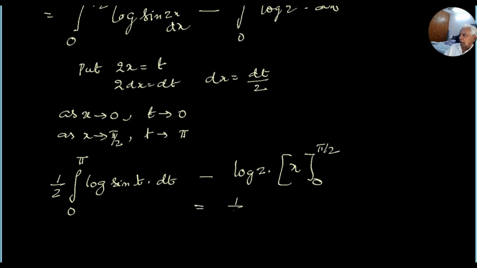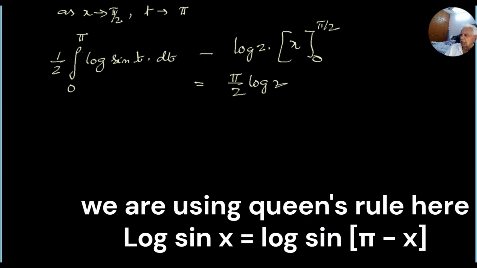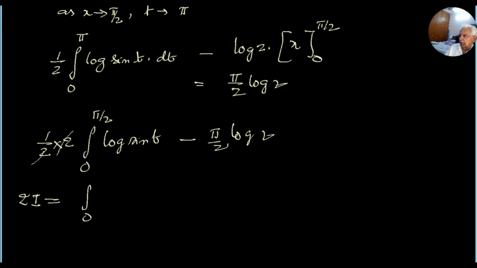That is half pi by 2 log 2. This 0 to pi, we are splitting into 0 to pi by 2, half into 2, integral from 0 to pi by 2 of log sin t, minus pi by 2 log 2. The 2s cancel, so 2I finally equals integral from 0 to pi by 2 of log sin t minus pi by 2 log 2.